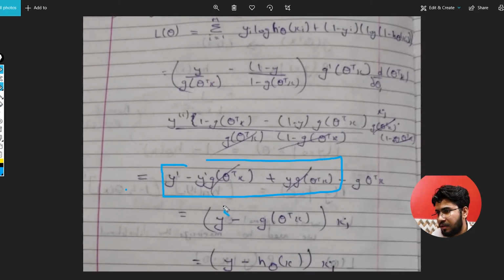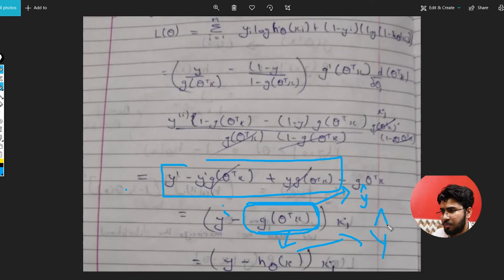So yi minus g, basically the sigmoid function, is going to predict our output, so you can say y hat, and xj multiplied with it. Now this sigmoid value can again be represented like this, which is again our sigmoid function, so this is going to be predicting our value. So basically our derivative is y minus y hat into xj.